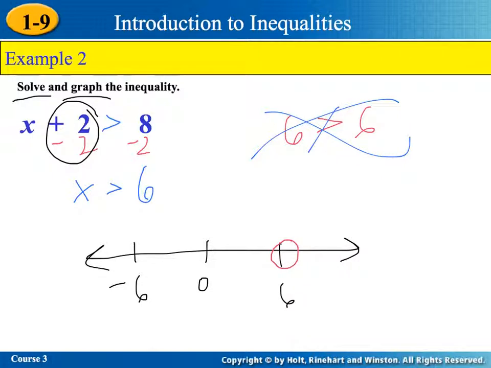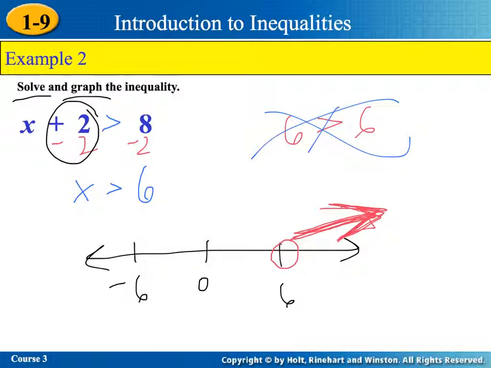And we need to be bigger than 6. So what's a number bigger than 6? Well, 7, 8, 9, 10. Numbers bigger than 6, are they going to be to the right or to the left? So I'm shading to the right. And I just make sure I have an arrow as my shade. So you can see that. I have an arrow shaded to the right, and my answer looks exactly like that.